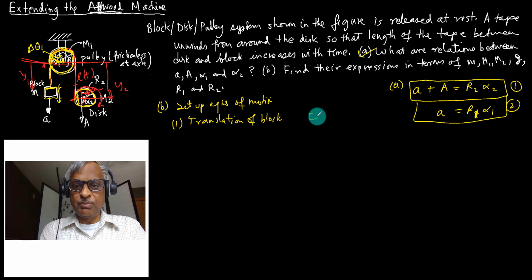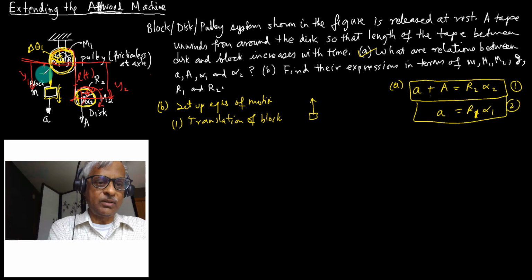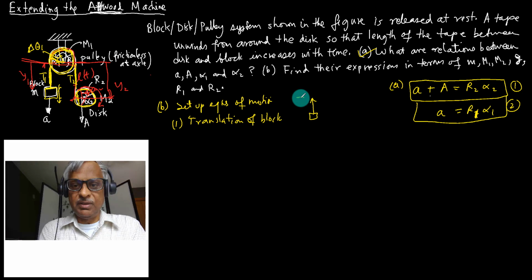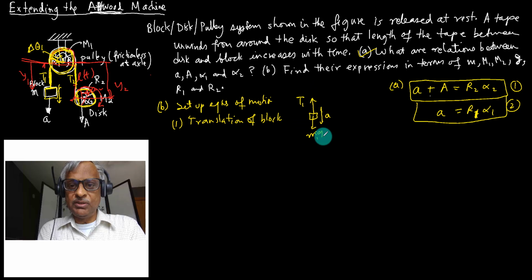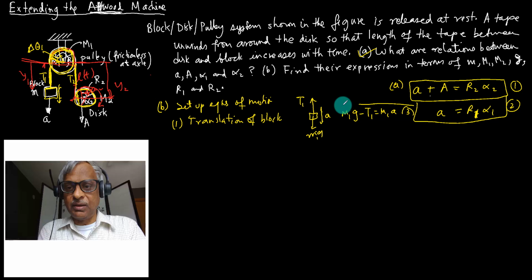based on, let's call the tension here T1 and the tension here T2. So you have a tension pulling up and M1G pulling down, and its acceleration, we've taken that to be the positive direction. So this will just give me M1G minus T1 equals M1A, and this is equation 3.